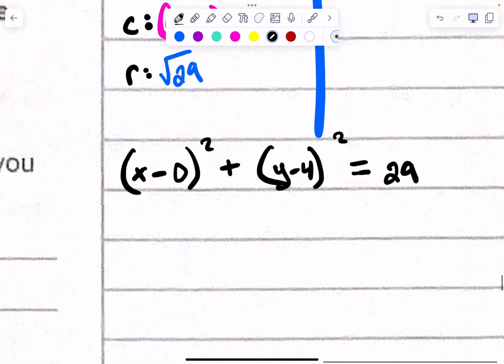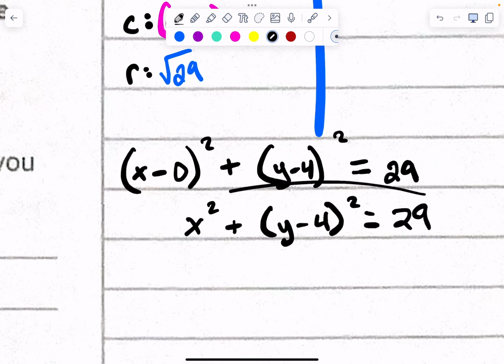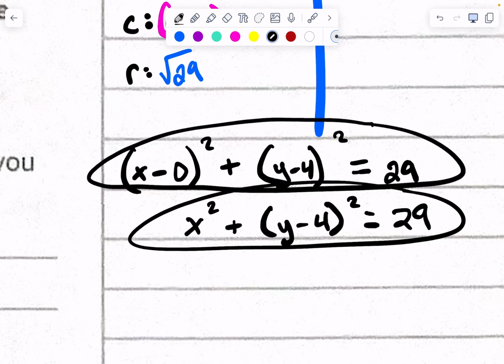Do you see how that works? Yep. They might write it like this: x squared plus y minus 4 squared equals 29. That's totally fine too. Yeah? Sometimes they won't put that 0 back in there. If you leave it like this, it's not wrong, but it just seems weird to subtract 0 on the end of something, right? Happy with that? Not too bad?